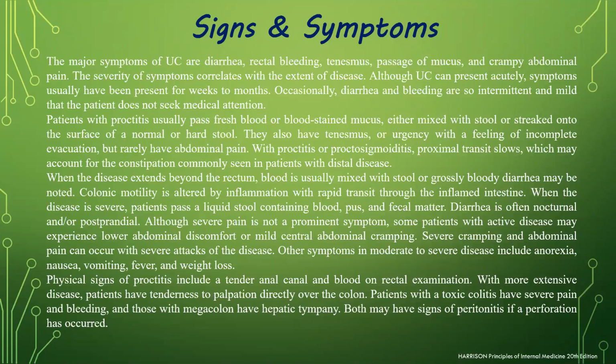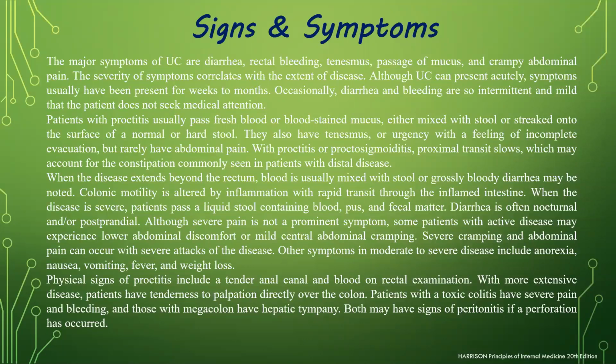Patients with proctitis usually pass fresh blood or blood-stained mucus, either mixed with the stool or streaked onto the surface of a normal or hard stool. They also have tenesmus or urgency with a feeling of incomplete evacuation, but rarely have abdominal pain. With proctitis or proctosigmoiditis, proximal transit slows, which may account for the constipation commonly seen in patients with distal disease. When the disease extends beyond the rectum, blood is usually mixed with the stool or grossly bloody diarrhea may be noted.